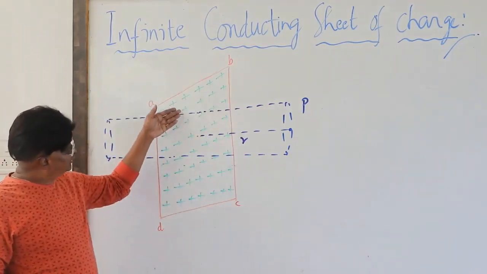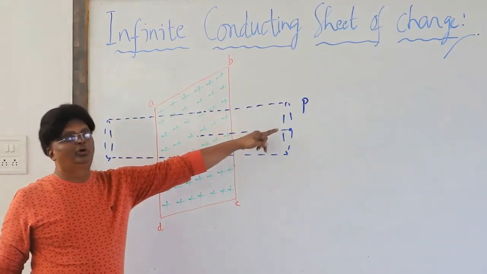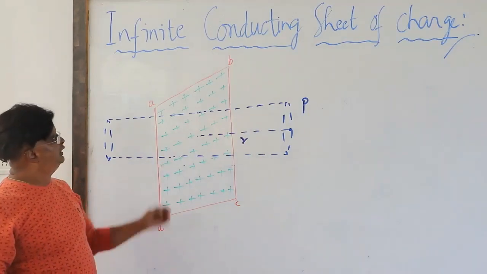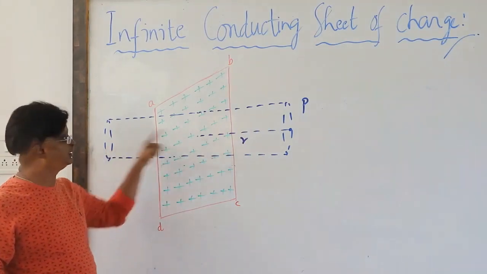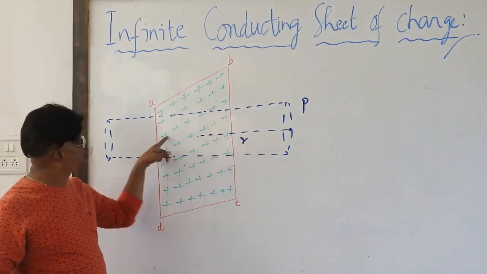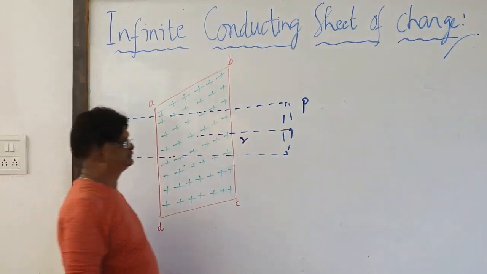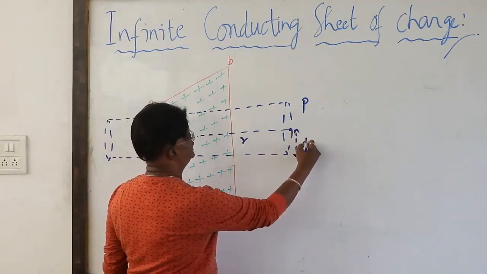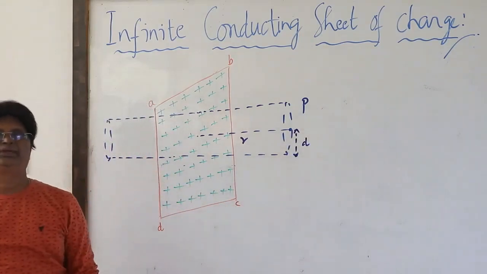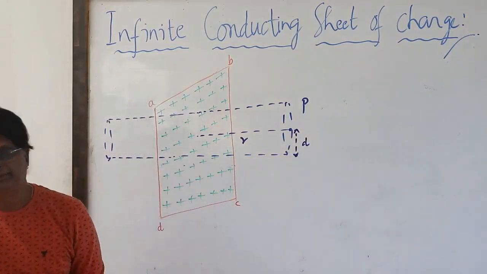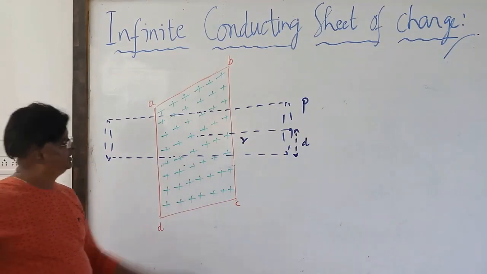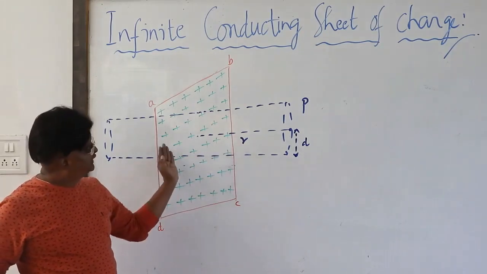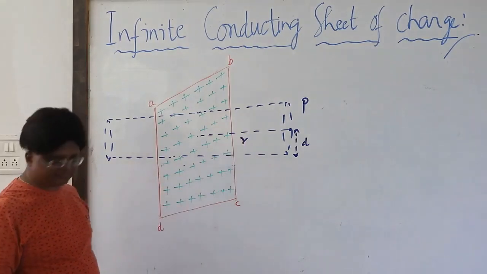Now, we construct a Gaussian surface passing through the point P, which is a cylinder of length 2r. This r is the distance, and 2r is the length of this Gaussian surface. Let us take a small d as the radius of that cylinder. I have taken r as the distance, and d is the radius of the cylinder.